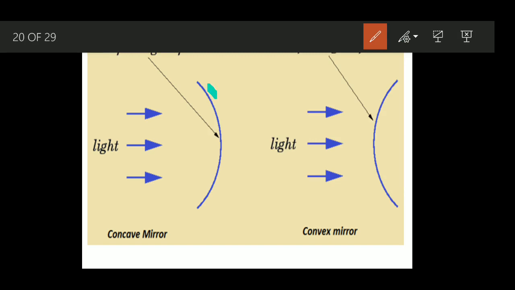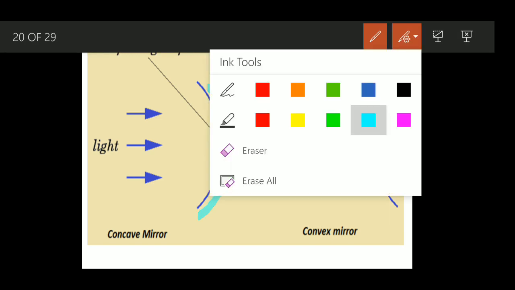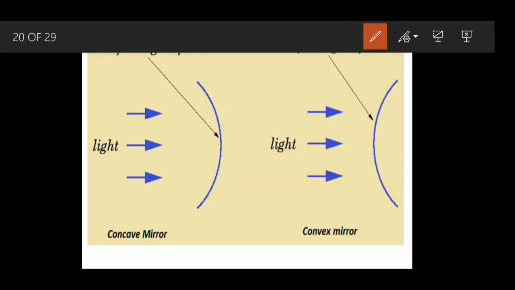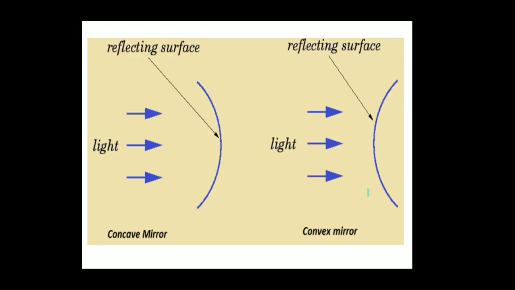But if I see this one, this side, it is a rough side. This is a rough side. In the same manner, if I take this side, where the light falls, the other way it is arranged. Okay, it is a rough surface.